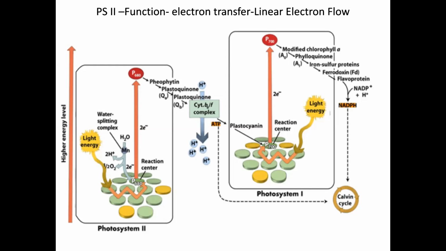Plastocyanin then transfers the electron to replenish the electron hole created in the RC of PS1. Thus, a linear flow of electrons begins from the RC of PS2 that ends in the acceptance of electron by NADP to produce NADPH. 2 important events are to be noted in function of PS2. One, there is a production of NADPH, and other, there is a synthesis of ATP due to the backflow of protons through the enzyme complex ATP synthase.